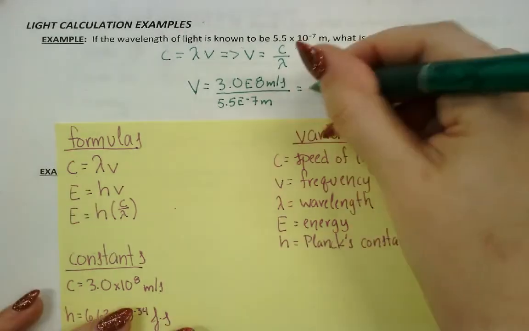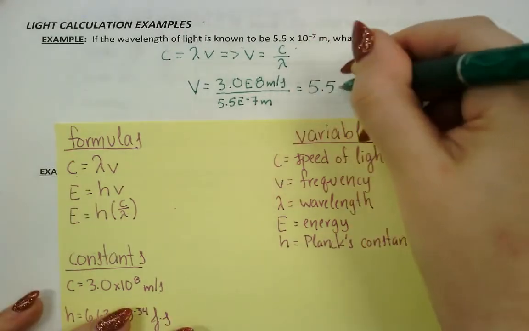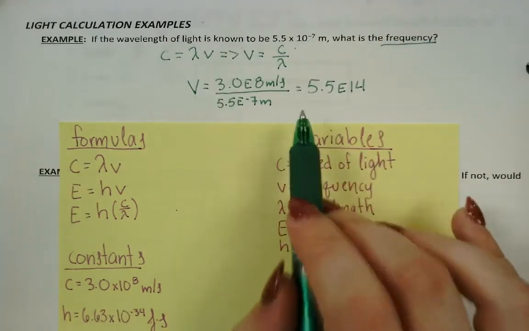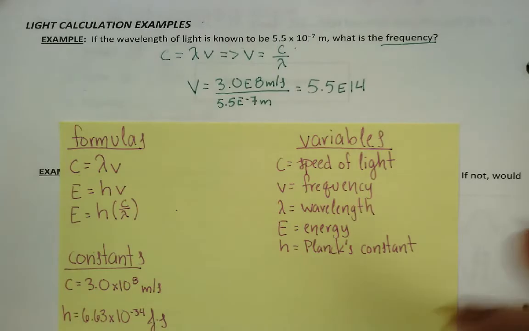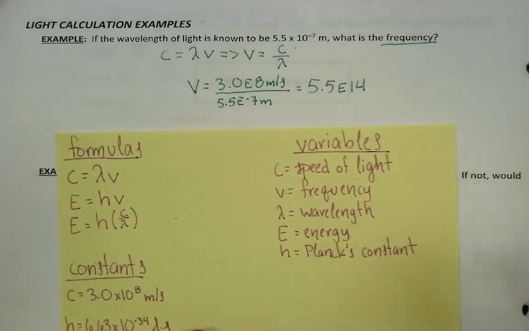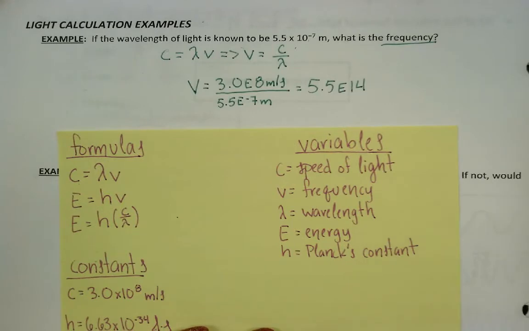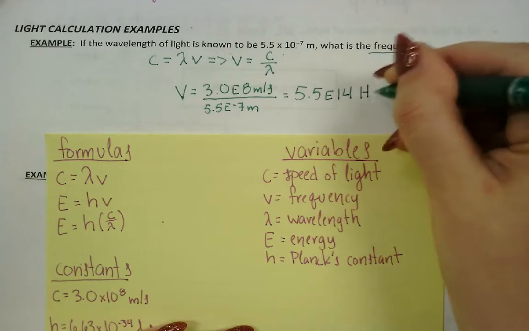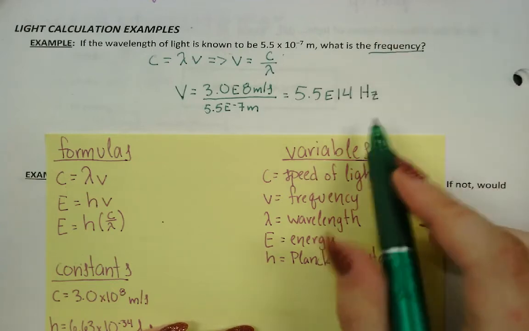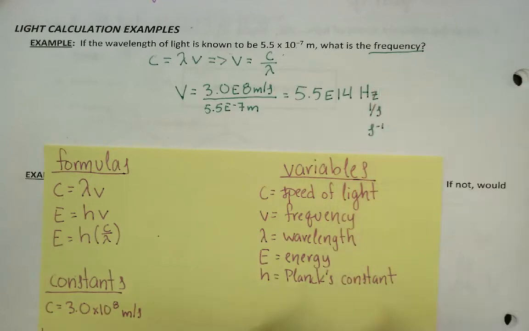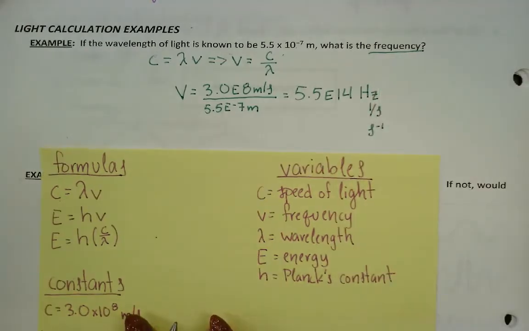We'll get 5.5 times 10 to the 14th. But what is my unit? Well, if you didn't know, frequency is 1 over S, S to the negative 1, hertz, all of those. So I'm going to use hertz, but you could also write 1 over S or S to the negative 1.